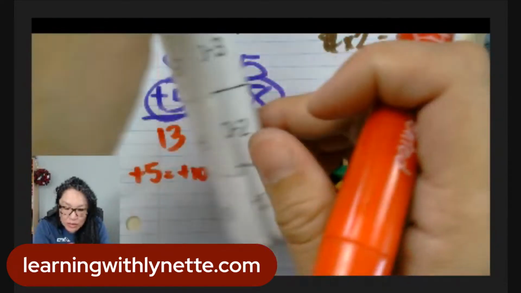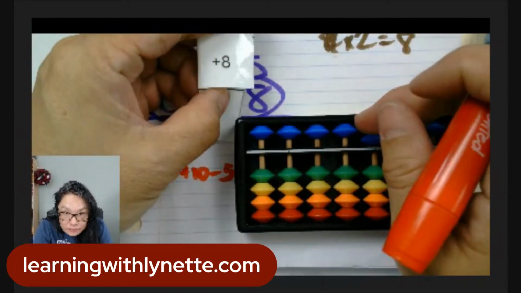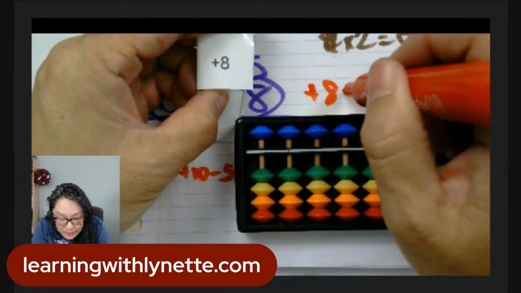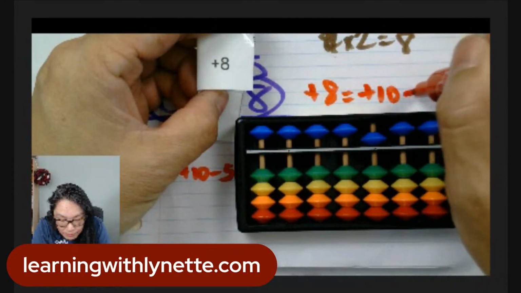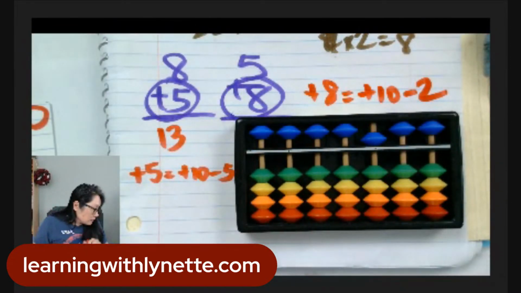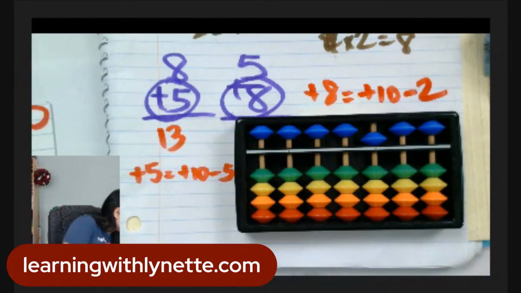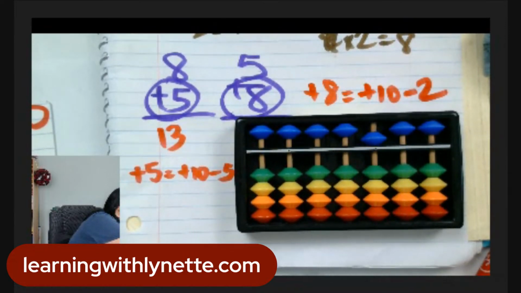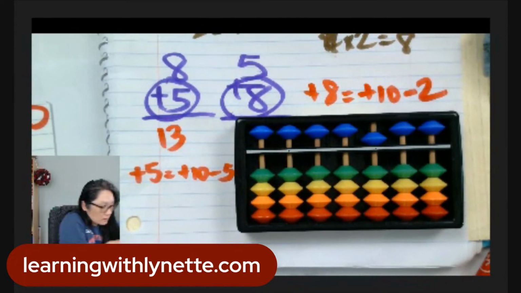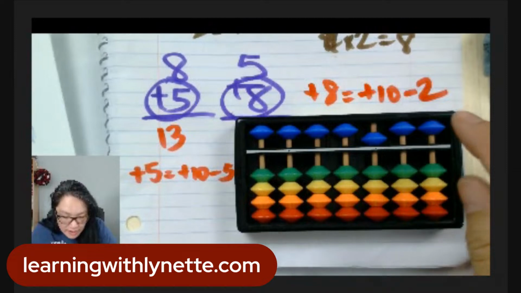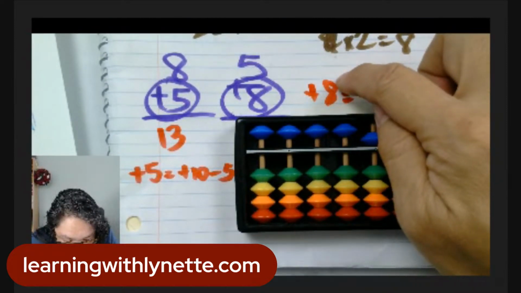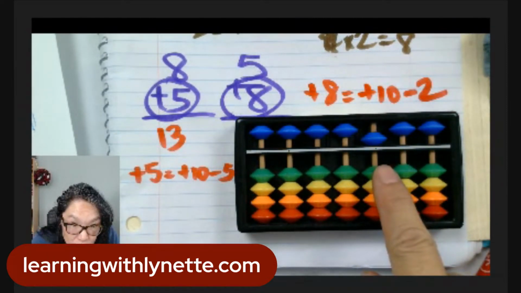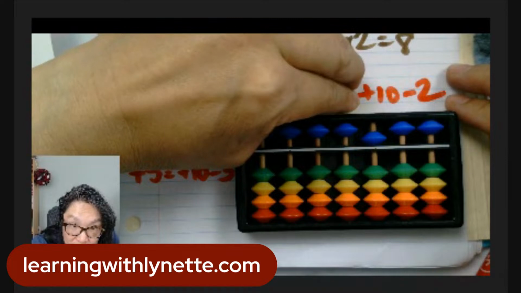8, what do we know? We know plus 8 is equal to plus the 10 minus the 2. Plus the 10 minus the 2. Okay, so my question is, do I have enough to minus the 8? No, I don't. So what I'm going to do is substitute this information.